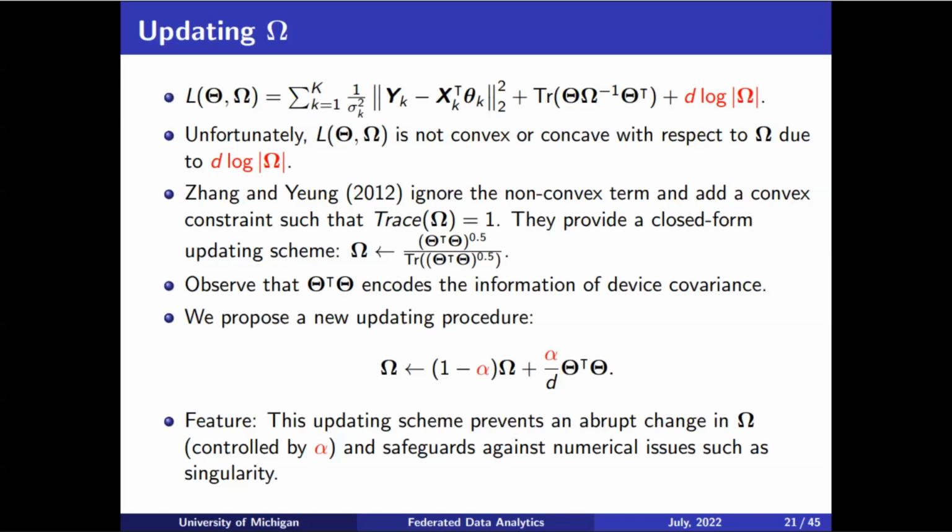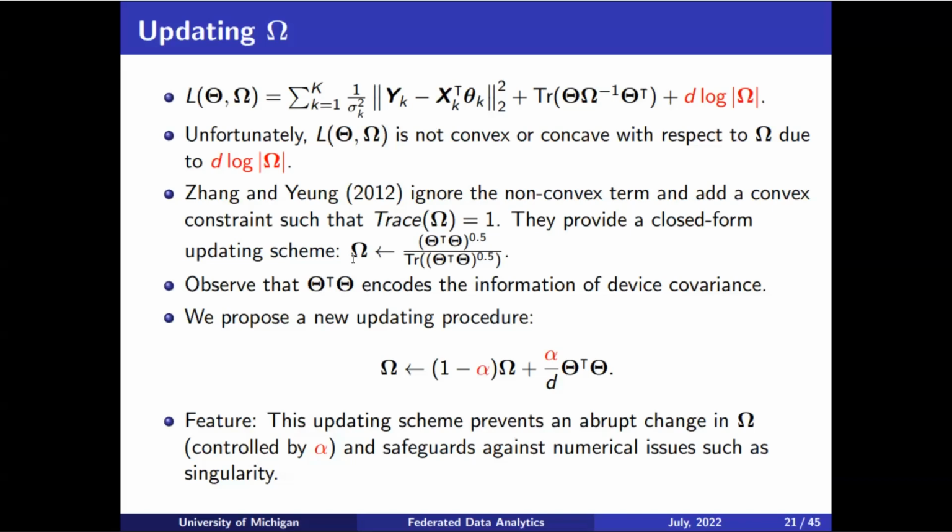However, this updating scheme usually faces computation issues such as a singularity problem, because we directly update the big omega matrix without retaining any old information from the big omega. In this case, we have a very high chance that the big theta transpose times theta may not be positive definite. As a result, the overall big omega matrix may not be positive definite.